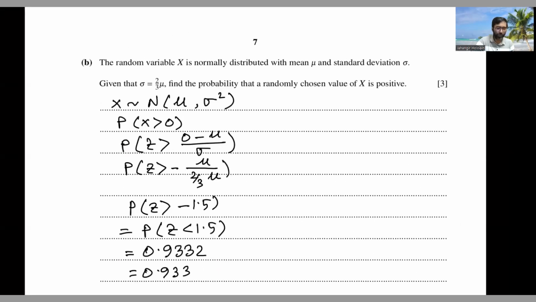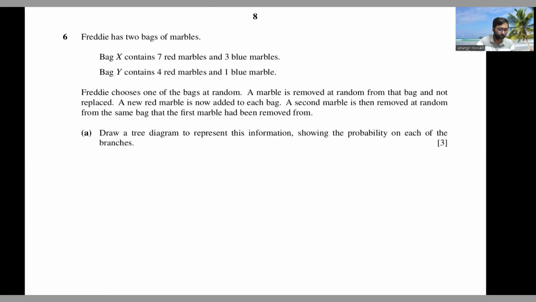There is no further part in this question. Let's move on to question number 6.